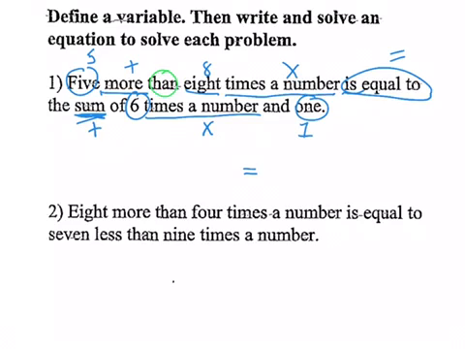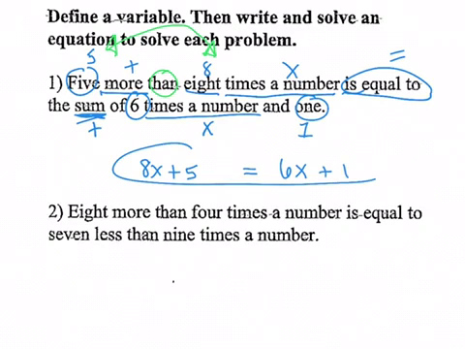So anytime you see that word "than" that I circled in green, 5 more than 8 times a number, that word "than" tells you that this is going to be flipped. So that order is flipped around. So instead of 5 plus 8x, we would write 8x plus 5 because it's 5 more than that. Then on the other side, it's equal to the sum, so that's going to be addition, of 6 times a number, so it should look like 6x plus 1. And that's it. That was easy.